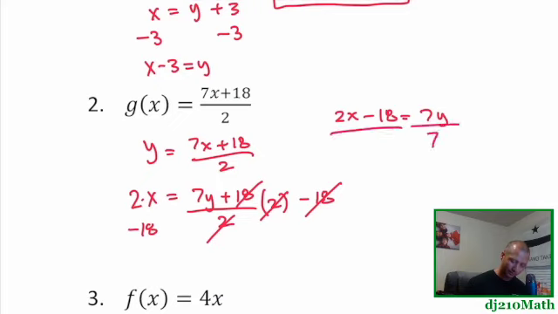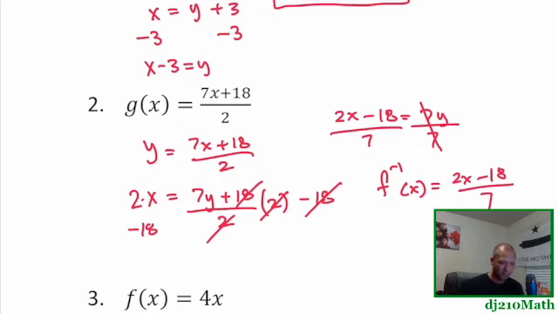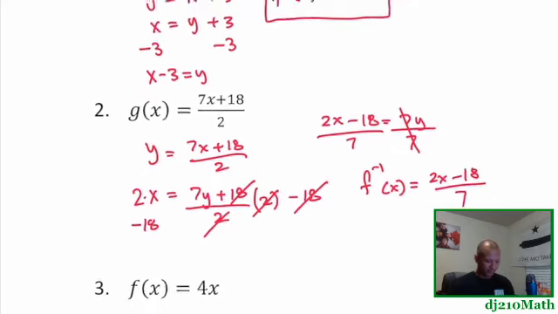Isolating y cancels. So y is equal to (2x minus 18) all over 7. So f inverse is going to be (2x minus 18) all over 7. Hey, let's go.